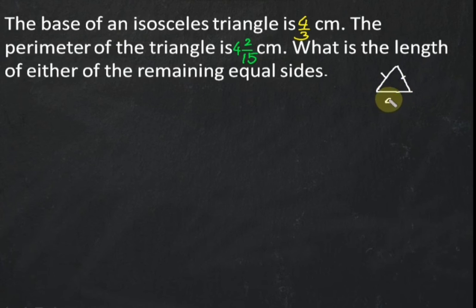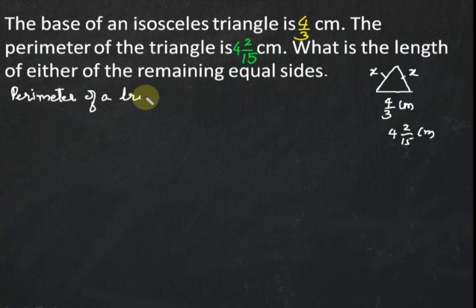So base is what? 4 by 3 centimeters. And the entire length, that is the perimeter, is 4, 2 by 15. So because this is a mixed fraction, you are going to convert it into an improper fraction. And आपको दो sides पता नहीं है, you are going to write it as x. So perimeter of a triangle is given and start by writing perimeter of triangle is what? Sum of all the three sides.